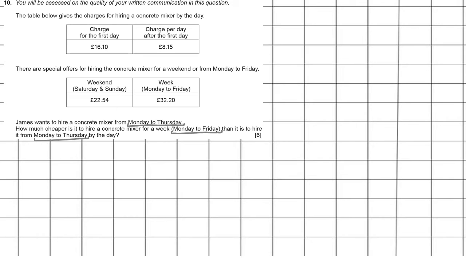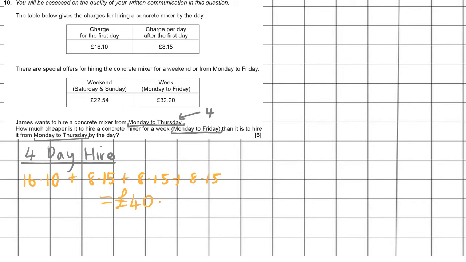Okay, so first part, you only need it for 4 days. So 4-day hire. So it costs £16.10 for the first day, plus £18.15 for the second, plus £18.15 for the third, and £18.15 for the fourth. So add them all up on your calculator, and that gives you £40 and 55 pence.